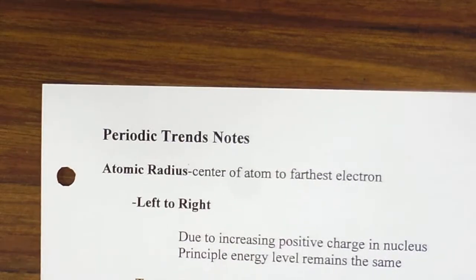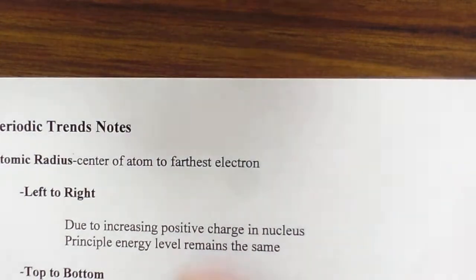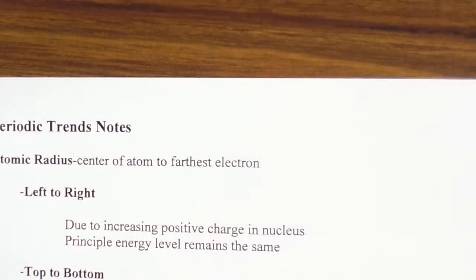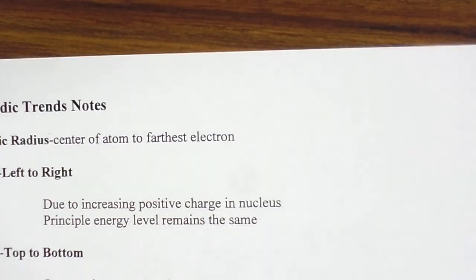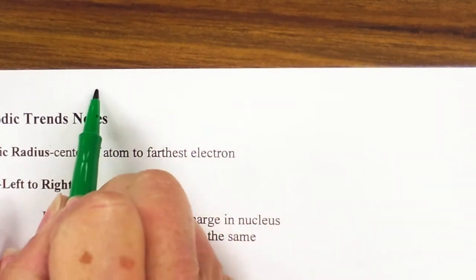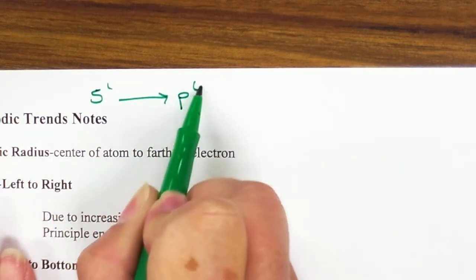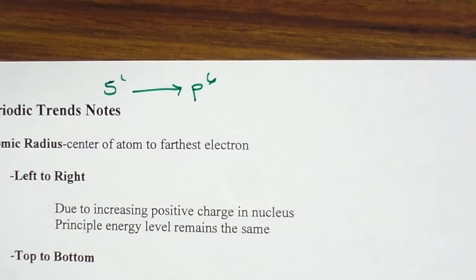Okay, so we're going to do the periodic trend notes. And these were from Thursday, November 3rd. So what we're going to be talking about is trends on the periodic table due to the valence electrons. So the valence electrons go from S1 over to P6, and the periodic table has certain trends that move from left to right due to that.